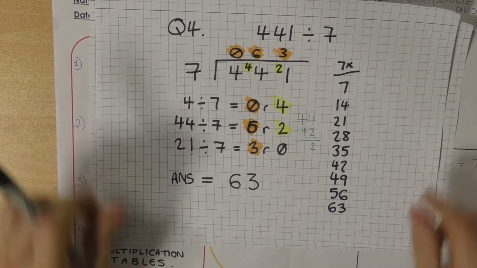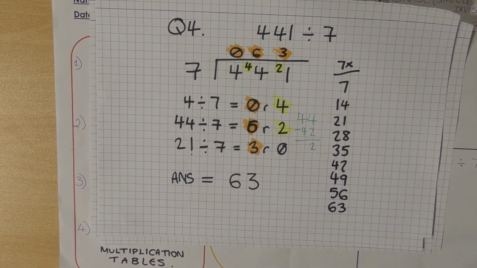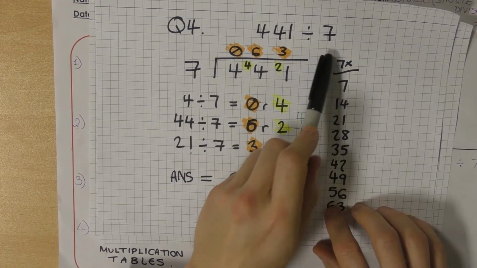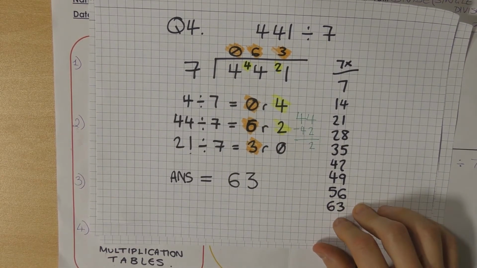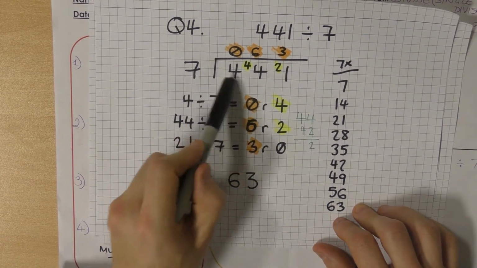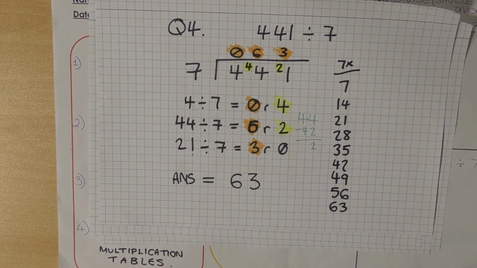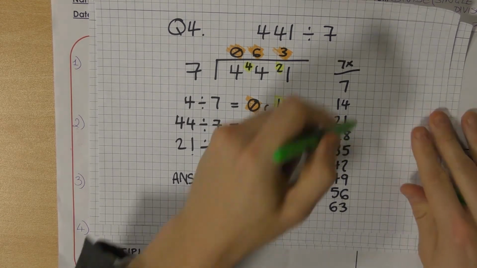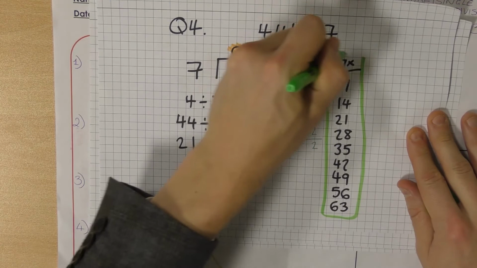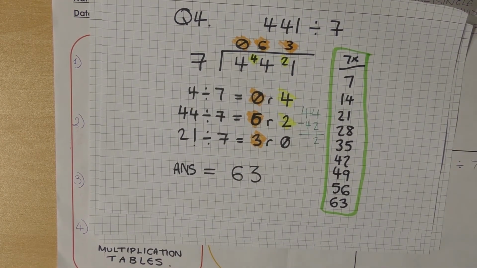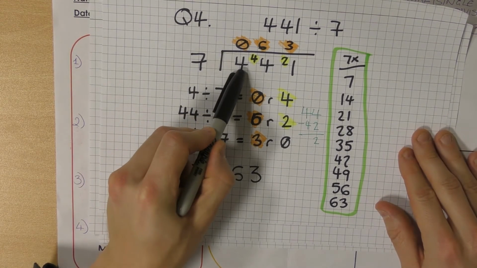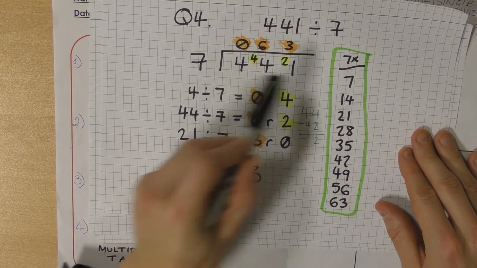Question 4. The last question. Same process every time. 441 divided by 7. What I divide by goes on the outside of the bus stop. I've spaced my bus stop out so I can put my remainders in if I need to. This is really important that we make sure that we write our times tables down. Don't skip that step. Always write it down. Take your time. If you don't know them instantly, work them out on your fingers by counting in ones. Now I'm going to start from this number and work backwards towards the right.